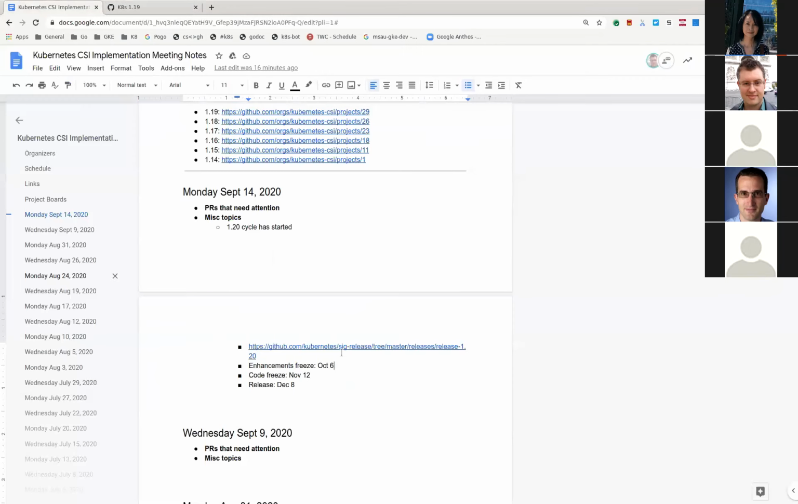Any other topics before data populators? I have a question about the migration, how it's going to proceed in 1.20. We're still not very well staffed to be able to move it to GA, I think. Yeah, same here. Unfortunately it's still going to stay in beta.